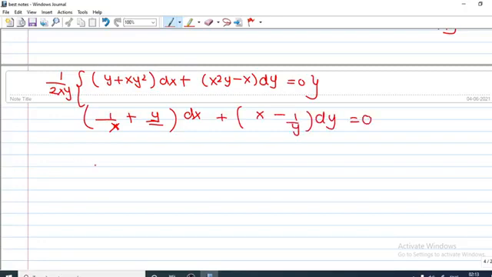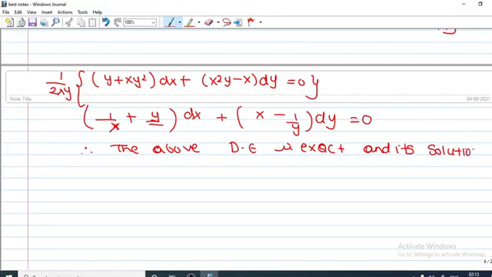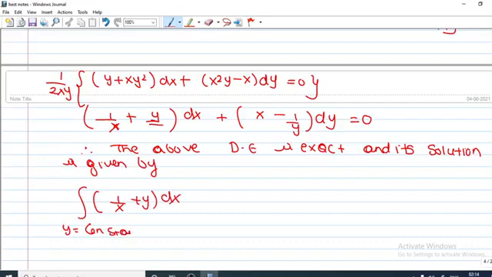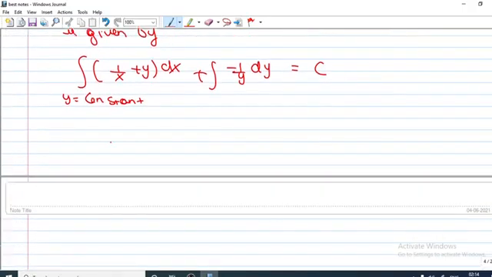Okay, so we are getting this. After this, therefore the above differential equation is exact and its solution is given by 1 upon x plus y into dx, integrating this with y constant, plus terms of N of x, y free from x, minus 1 by y dy, which should be constant. If you integrate this, you will get your answer, which is a very simple integration.